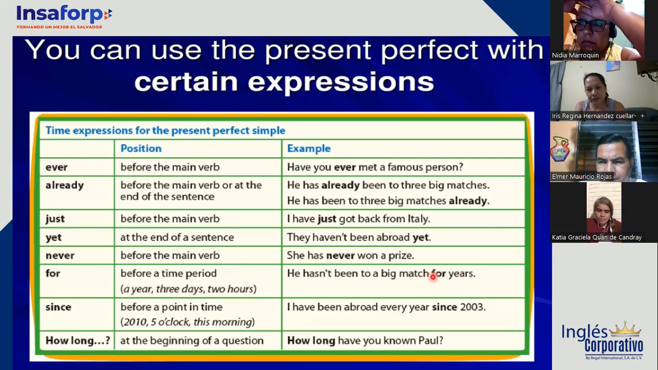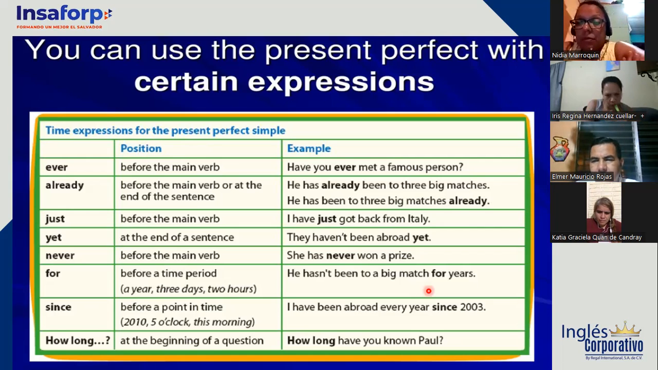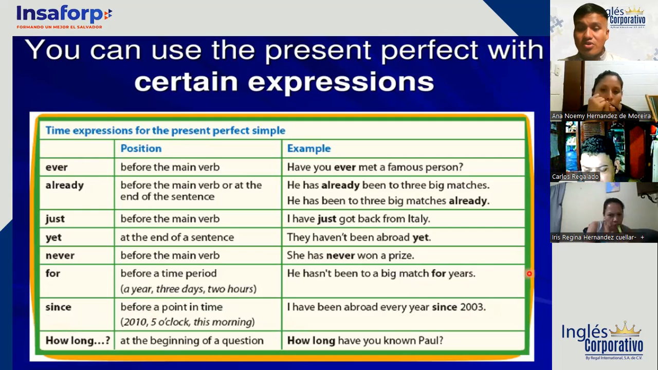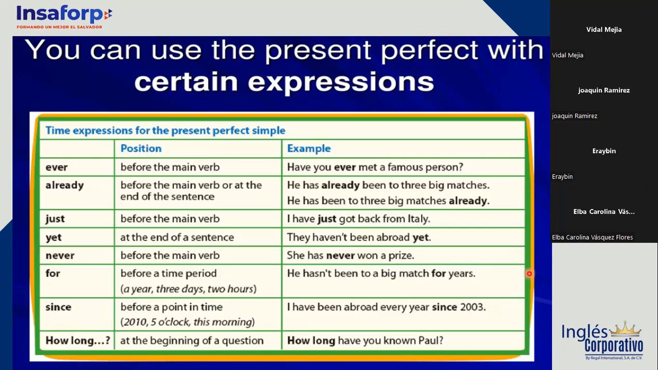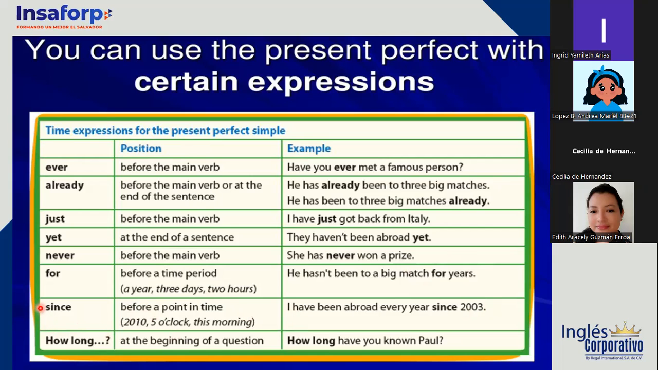We already know the meaning of for, so I'm not going to focus that much on that. This one doesn't have a specific placement within the sentence, but what we can say is that it's always going to be before a time period. The only thing you have to remember is that it will always be before a time period. That's it. Teacher, what does match mean? Match is like, yeah, that's the match. Oh, okay, thanks. All right, so we're going to go with the next one. Andrea Mariel, go ahead, please.